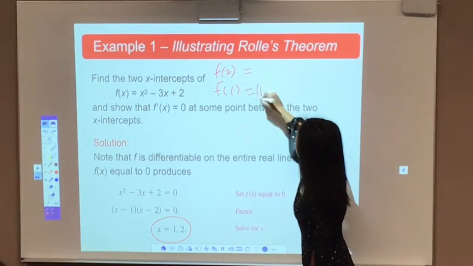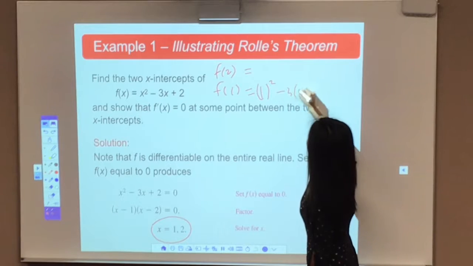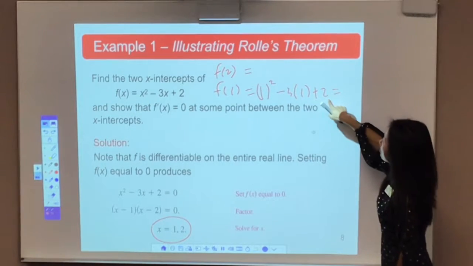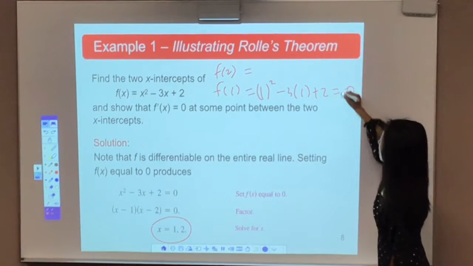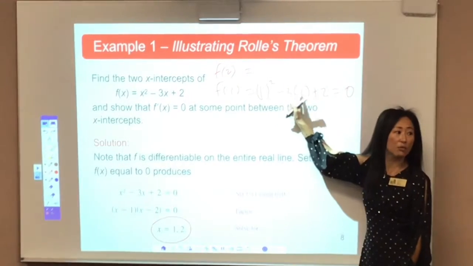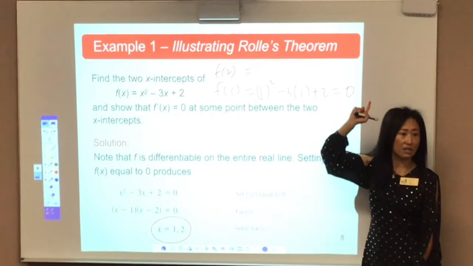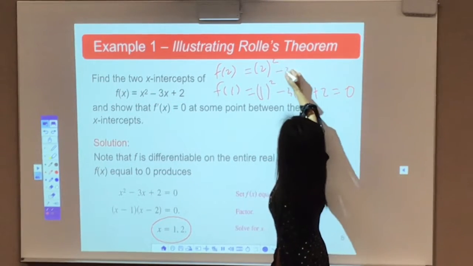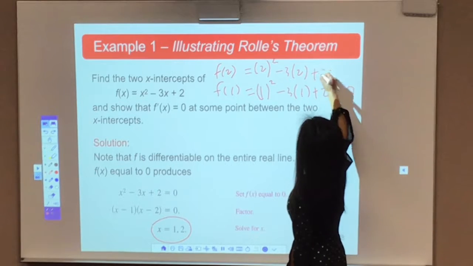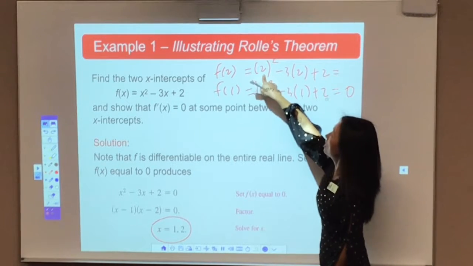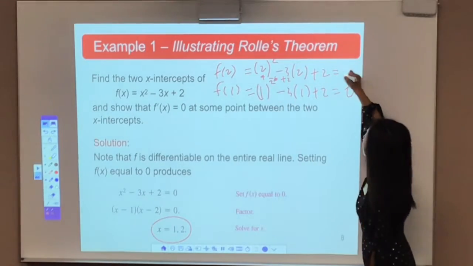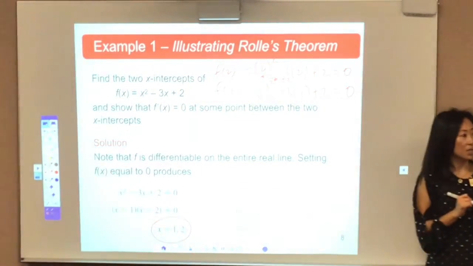Okay, 1 squared minus 3 times 1 plus 2 gives you what? 2 plus 1 is 3, 3 minus 3 is 0. Am I right, class? Yes. Okay, what's next one? 2 squared minus 3 times 2 plus 2, which gives you what? 4 minus 6 plus 2 also gives you what? 0. Are you with me, class?